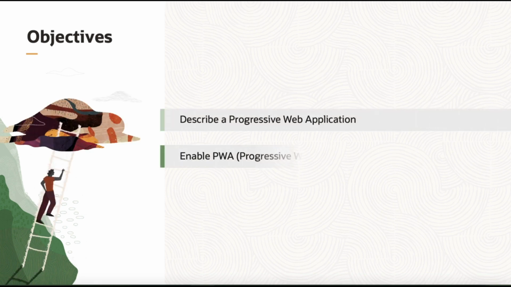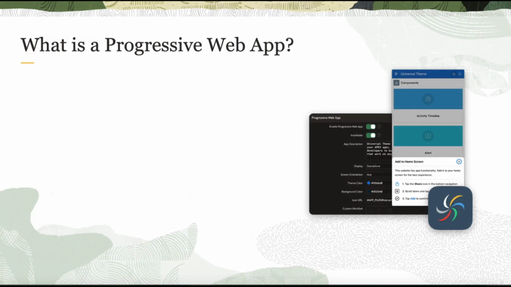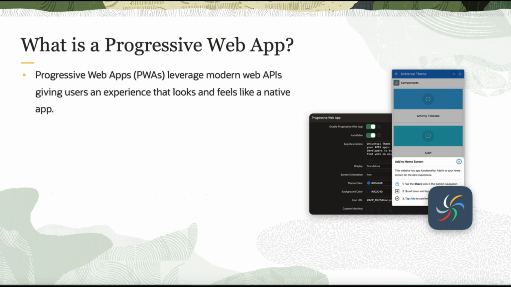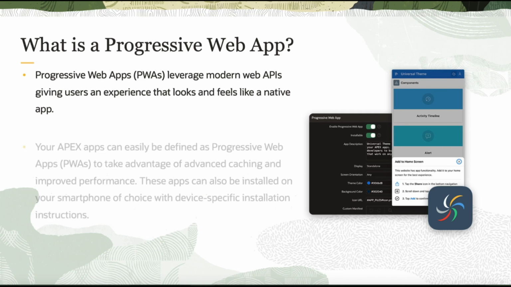In this lesson, you learn about a Progressive Web Application and how to enable Progressive Web Application installability in your Apex application. So what is a Progressive Web App? Progressive Web Applications, or PWA, are web applications that can be integrated more closely with the device it's running on, whether it is a desktop or a mobile device. Progressive web applications leverage modern web APIs, giving users an experience that looks and feels like a native application.